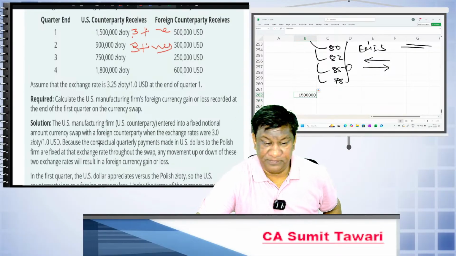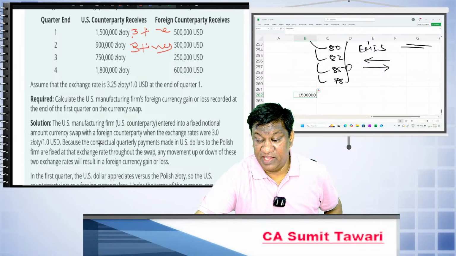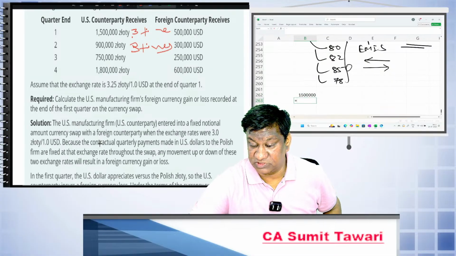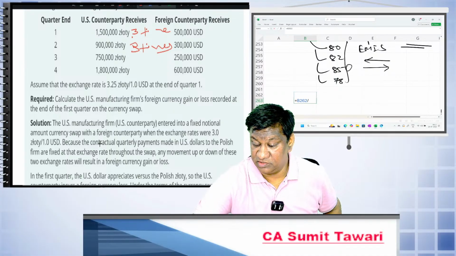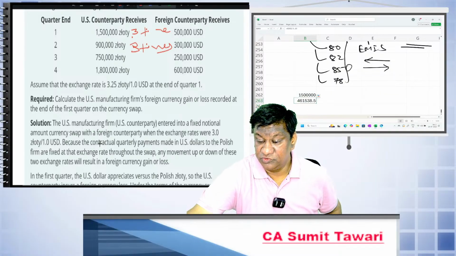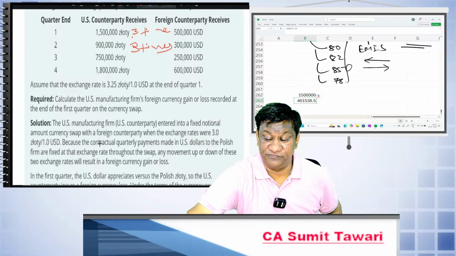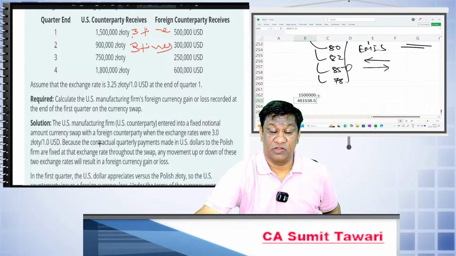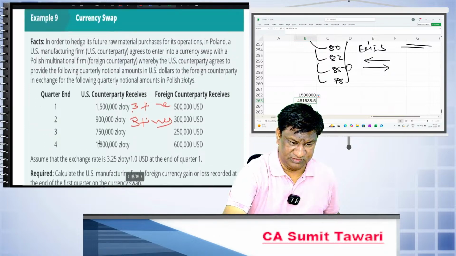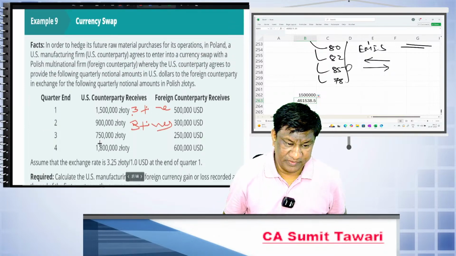Say for example, the US counterparty receives the 1.5 million and now he wants to sell this zloty. The exchange rate is 3.25, so if he sells this zloty at the 3.25 exchange rate, he can get US dollar 461,538. But if he sells to the foreign counterparty, then he may get the $500. Okay, just a minute, let me read the question properly.